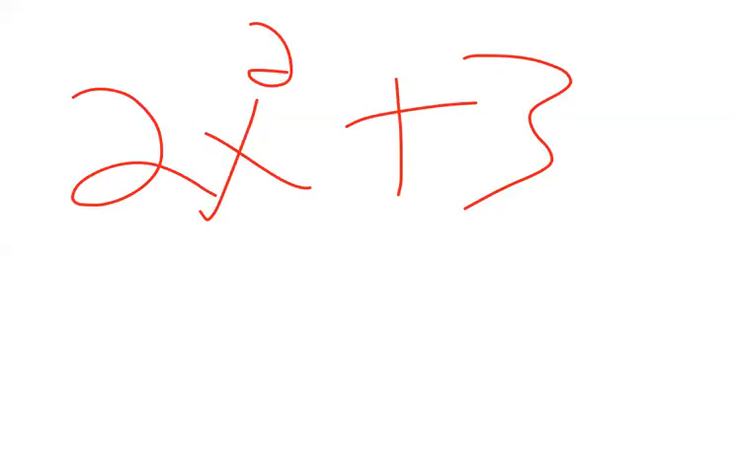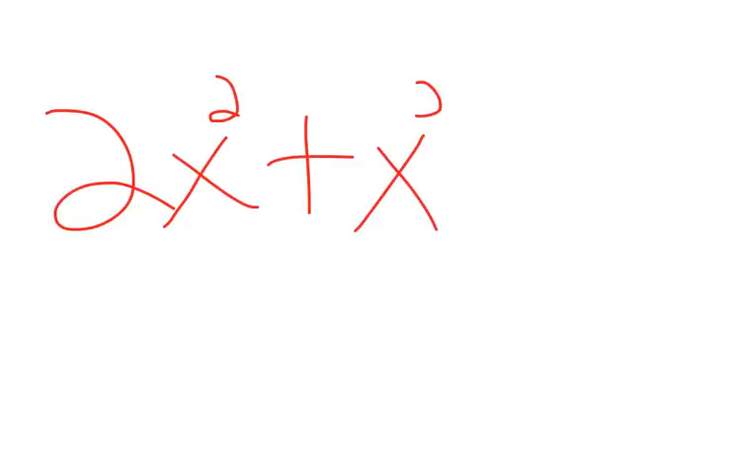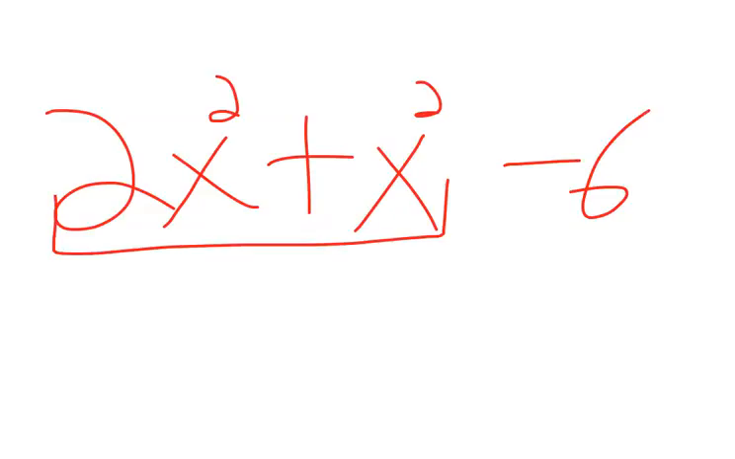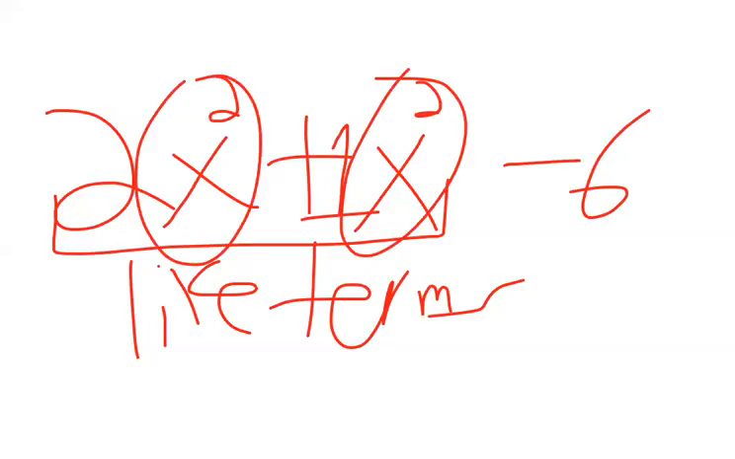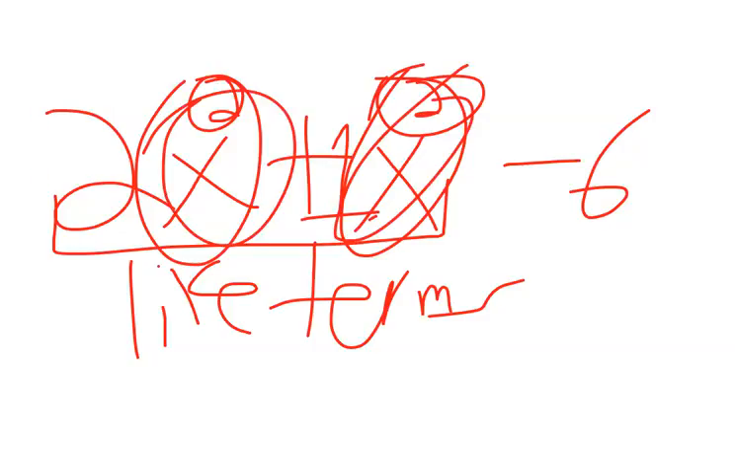Usually you have to simplify stuff, so it can be like 2x squared plus x squared minus 6. You can simplify expressions and equations as well, but this is an expression, so it's really common to simplify and do stuff with like terms. These are called like terms because they have the same degree and same types, x squared and x squared. So these two are like terms. You can add them up, so you get 3x squared.